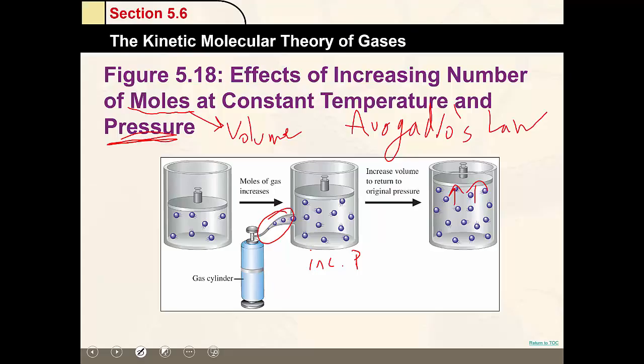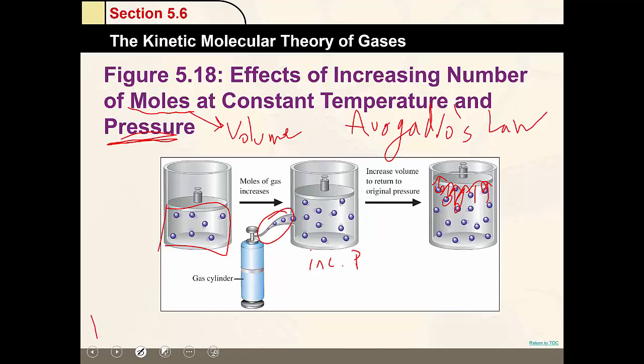So since there are more particles, each one of them is pushing up on the syringe more than it was before when there was a smaller number of particles. So therefore, the volume will increase, proving that volume and amount, the number of moles, are directly related.